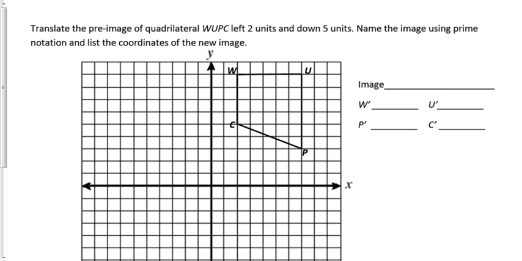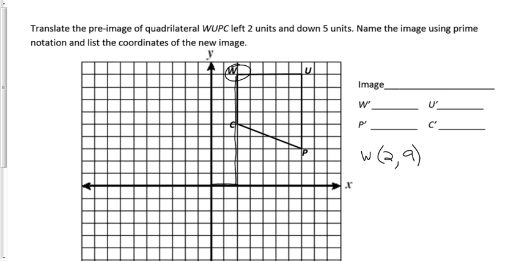For the next page, we're given the pre-image of our quadrilateral. Translate the pre-image left 2 units and down 5, then name the image using prime notation and list the coordinates of the new image. Because I'm listing the coordinates of the new image, we have another method we can use. I'll start by writing down the coordinates of the current point W. That current point is 2, because I went over 2 and then up 1, 2, 3, 4, 5, 6, 7, 8, 9. I'm at 2, 9.